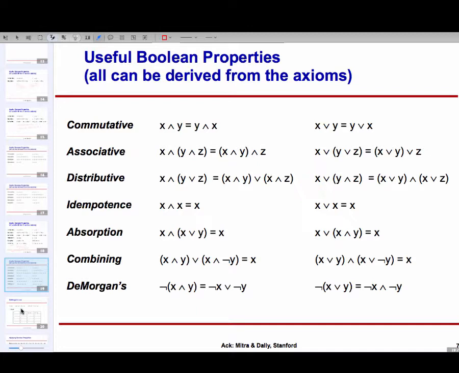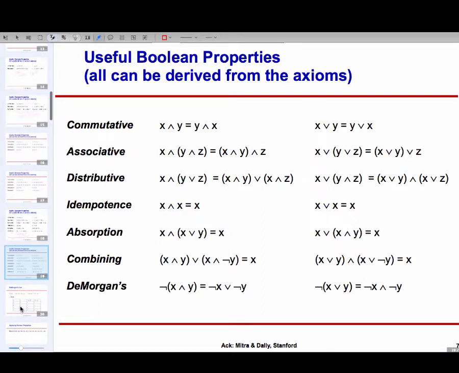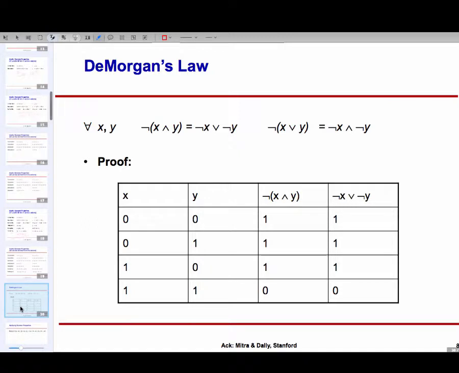And we'll see how we use this property later in the course again. So this is called De Morgan's. Let's convince ourselves it is true. So let's look at the left-hand side version. I'm going to try to prove this.